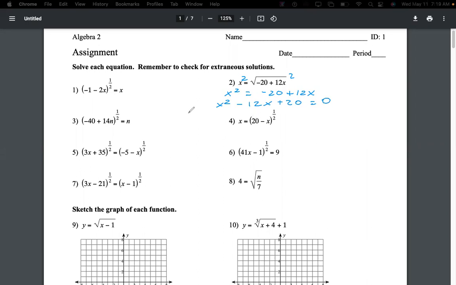Okay. Now I'm going to factor. So that means I'm going to do a times c, which is 20. B is negative 12. What two numbers can make that happen? Well, negative 10 and negative 2 can. So that means I'm going to have x minus 10 times x minus 2. When I set both of those equal to 0 and solve, that's going to give me x equals 10 and x equals positive 2.